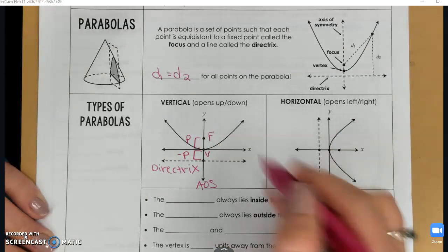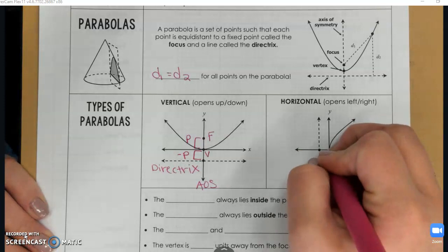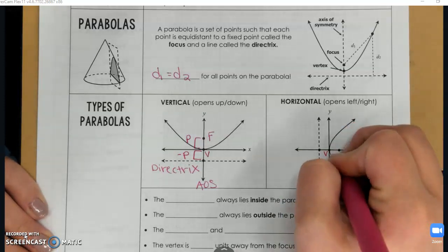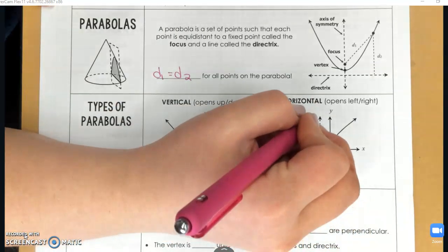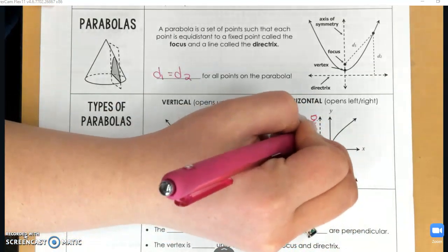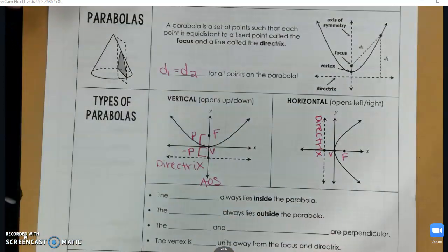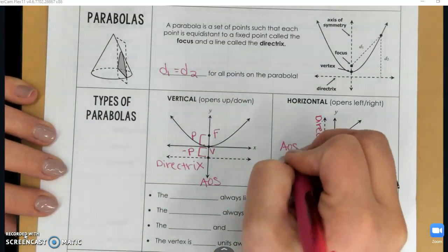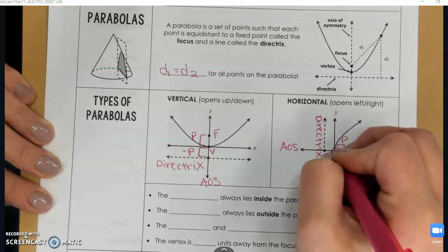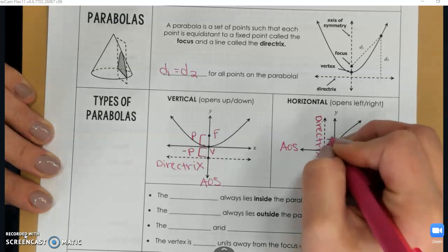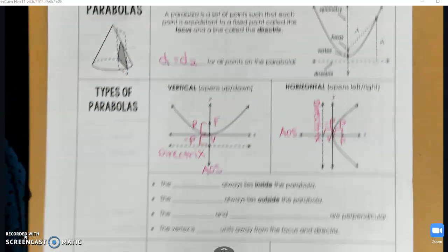Okay. And then a horizontal parabola has all of the same things. We still have a vertex. We have a focus inside the parabola. Our directrix, however, is a vertical line. And our axis of symmetry is horizontal. From the vertex to the focus, that is still P. And from the vertex to the directrix is negative P.